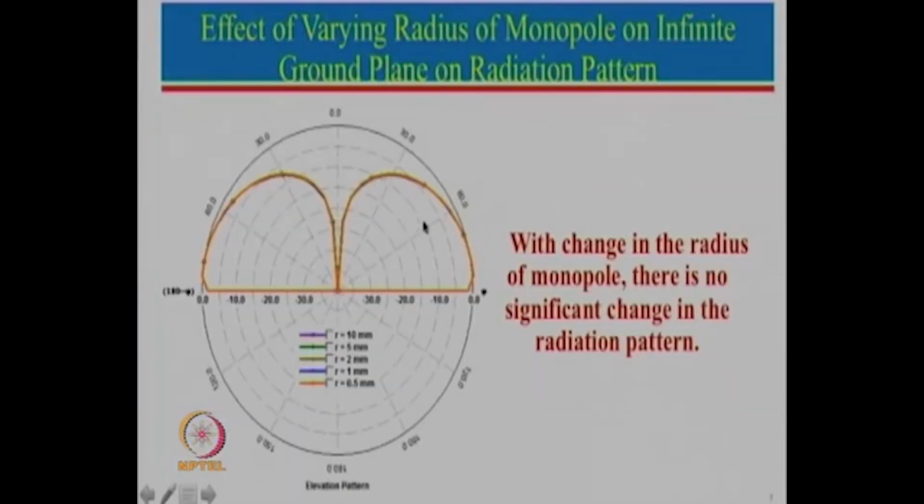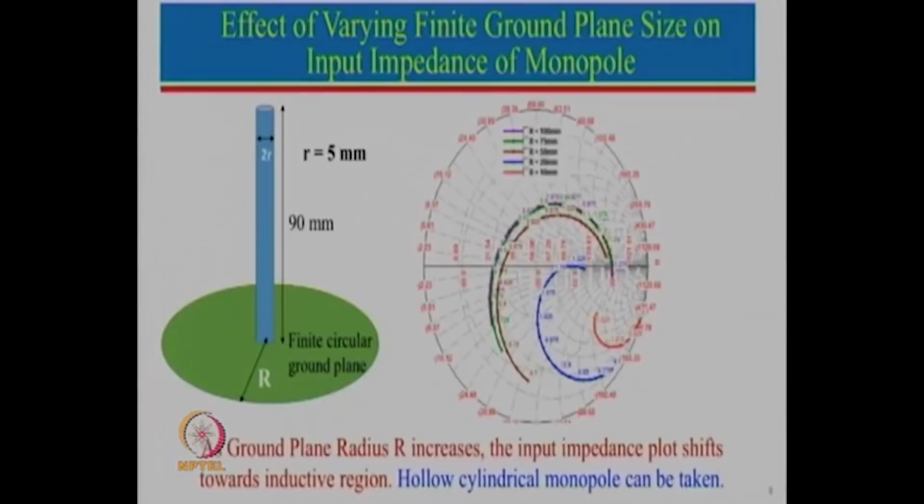So this is the radiation pattern for different radiuses. You can actually see that one can hardly make any difference. So the radiation pattern hardly changes, and that is why the directivity of the antenna hardly changes. The gain is changing only because of the variation in the VSWR. Now let us see the effect of varying the finite ground plane size.